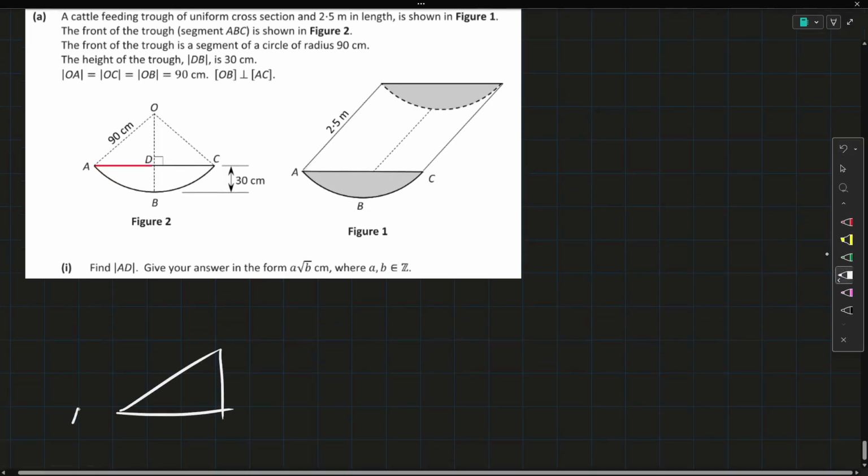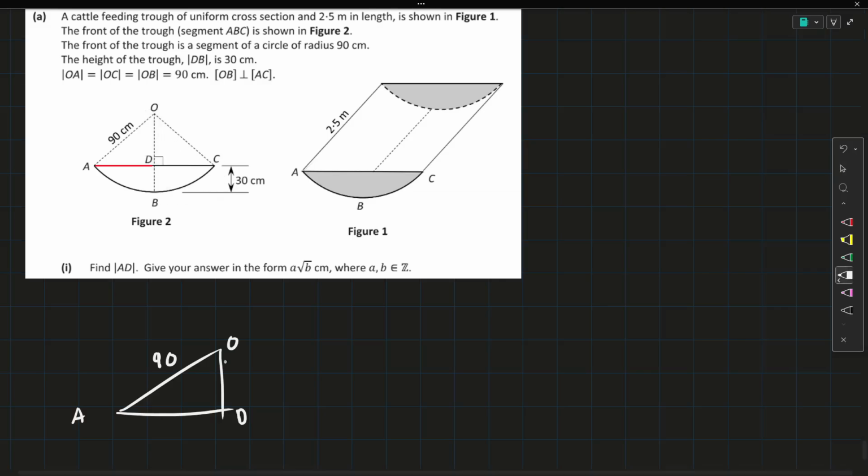So if we have A, D and O, then we know this side is 90. This side here is a bit trickier, but we know that O to B is 90 because they tell us it's a radius, and we know that this part from D to B is 30. So that means from O to D must be 60, because 60 plus 30 gives us 90. So this side must be 60, and then this is a right angle.